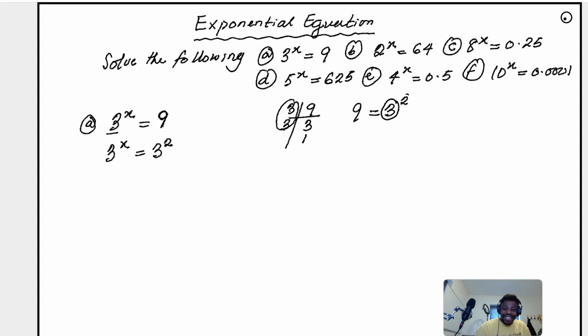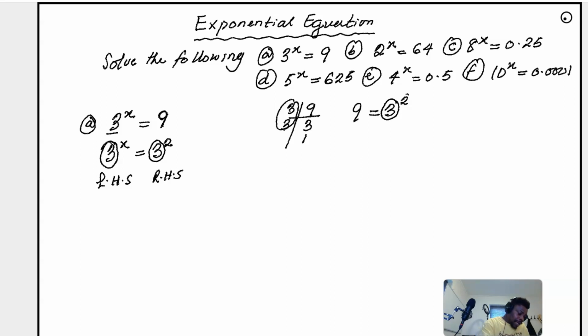Now, listen attentively. Whenever the left-hand side base and the right-hand side base are equal, that means the powers are equal. What I'm trying to say here is what? Look at the base here. This is the left-hand side, and this is the base on the right-hand side. To every equation, there is a left-hand side and there is a right-hand side. Now, for an exponential equation, you need to check if the bases on the left-hand side and the right-hand side are equal. If the bases are equal, that means the powers also are equal.